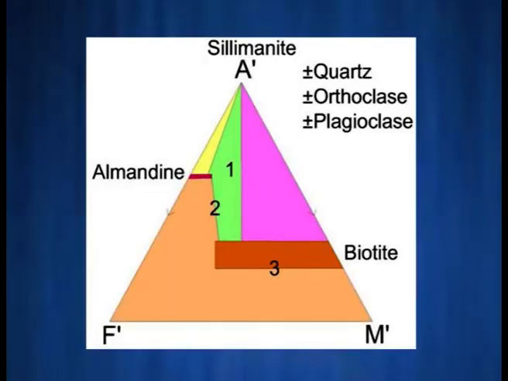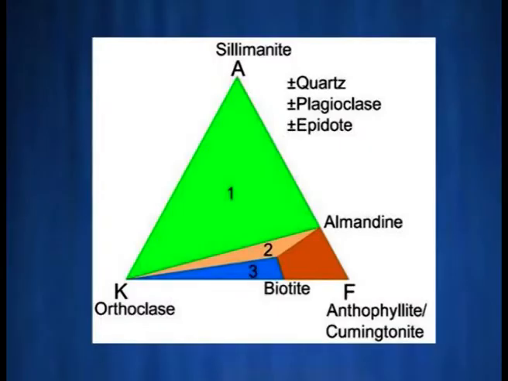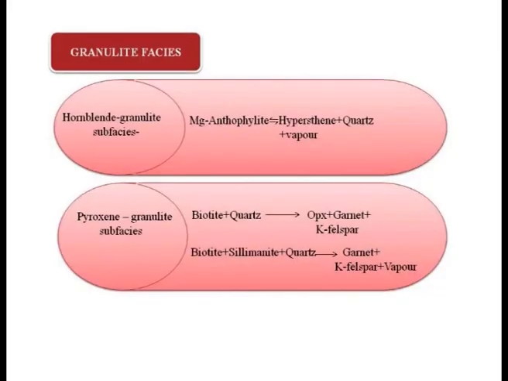The fourth assemblage is sillimanite, biotite, orthoclase, plagioclase, quartz, known as sillimanite biotite gneiss. Fifth assemblage is biotite plus minus orthoclase, plus minus plagioclase, plus minus quartz, also known as biotite gneiss. Now, the next higher zone is the granulite phases.